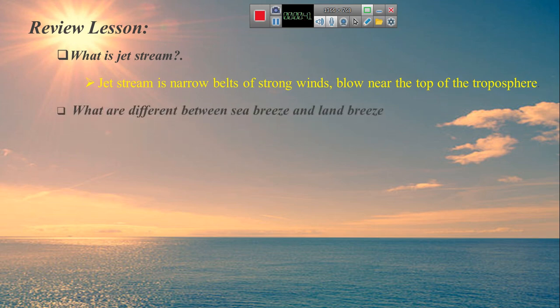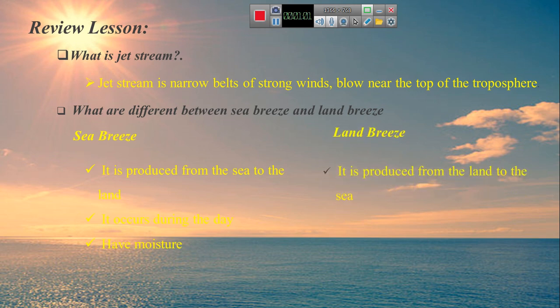The next one, what are the differences between sea breeze and land breeze? Sea breeze is produced from the sea to the land. It occurs during the day and it has moisture. For the land breeze, it is produced from the land to the sea. It occurs at night and is dry.